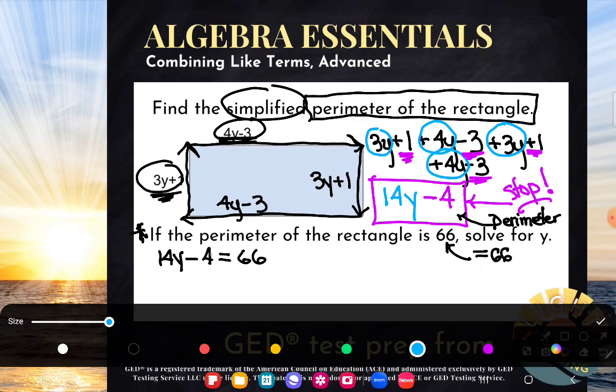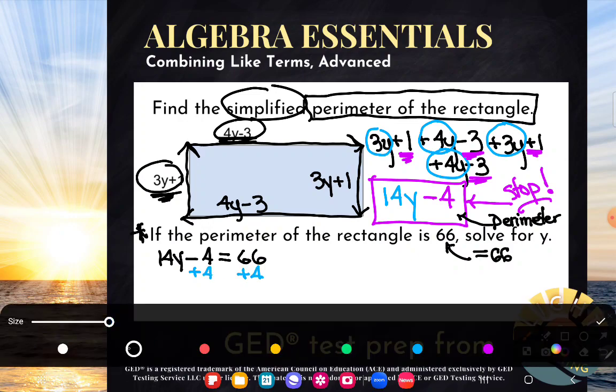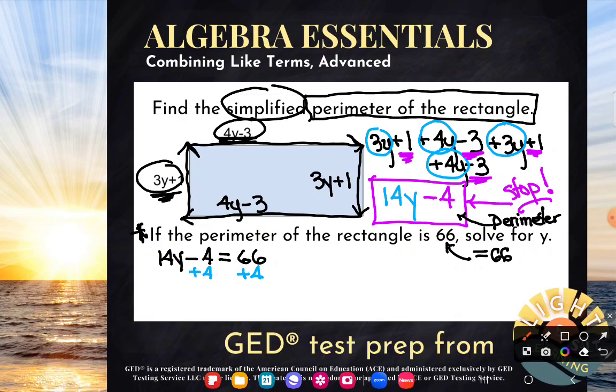So when I'm solving, of course, I'll work the order of operations backwards. So I'm going to move anything adding or subtracting first. So I'll add 4 to both sides. New equation will be, let's see. Subtracting 4 and adding 4 cancel, leaving me with 14y. And 66 plus 4 is 70.